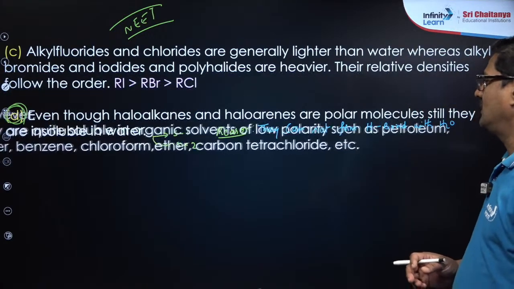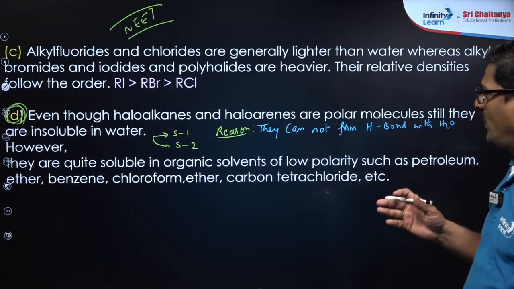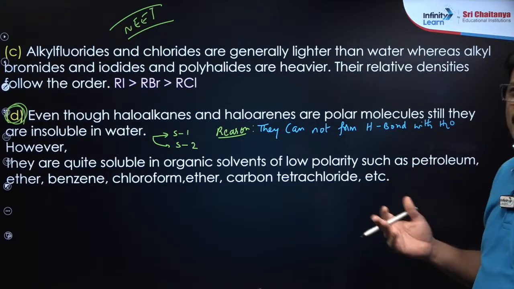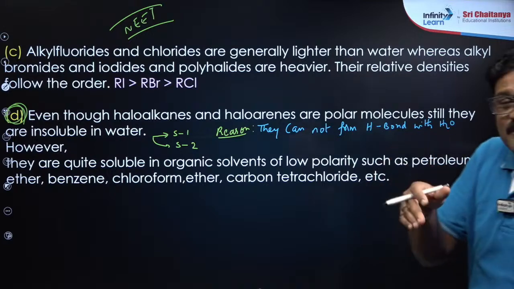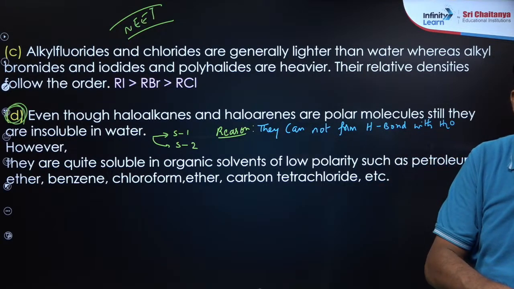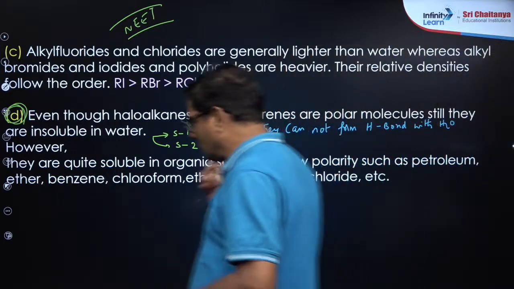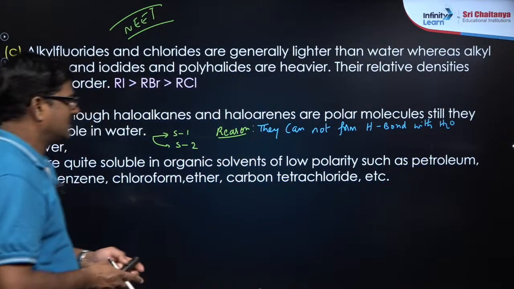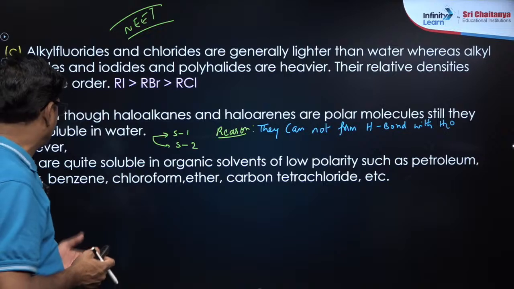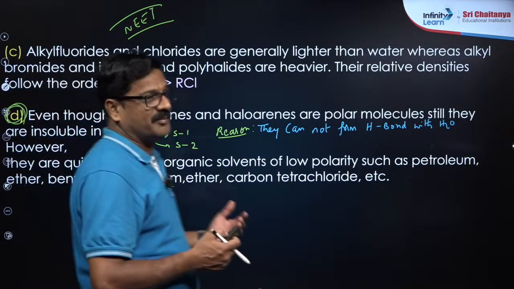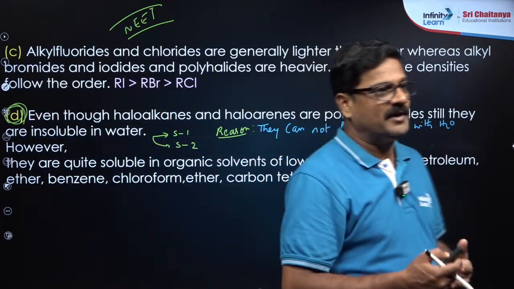We are talking about, however, they are quite soluble in organic solvent. We know it because organic compounds are soluble in organic solvents, na? Right, they are soluble in organic solvents like petroleum ether, benzene, chloroform and carbon tetrachloride. Right, beta?